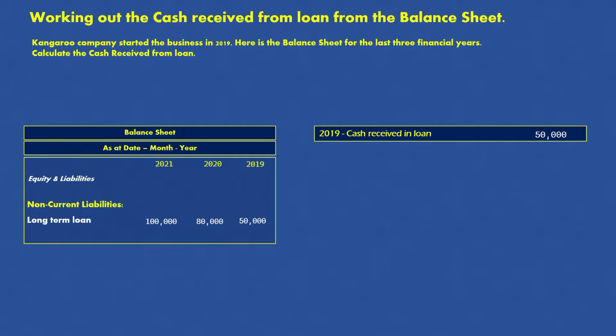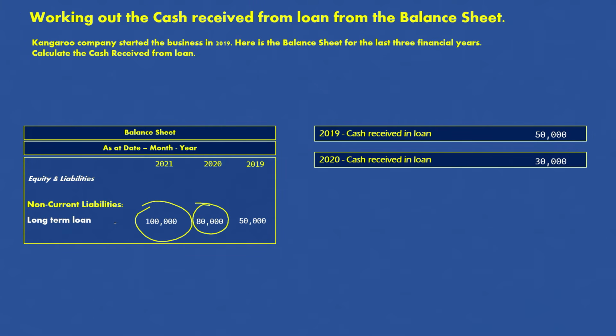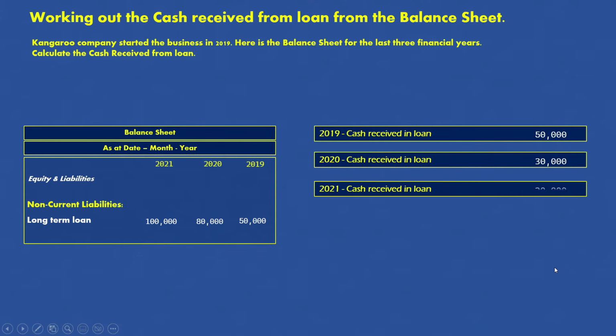Now from 2019 to 2020, as we move forward, you will notice that from here to here your loan value has increased by $30,000. It means that we must have received an additional loan of $30,000. And now finally the same concept applies here. From 2020 to 2021, the loan value has increased from $80,000 to $100,000. So we would say that the loan has only increased by $20,000. So my cash received is $20,000 here.